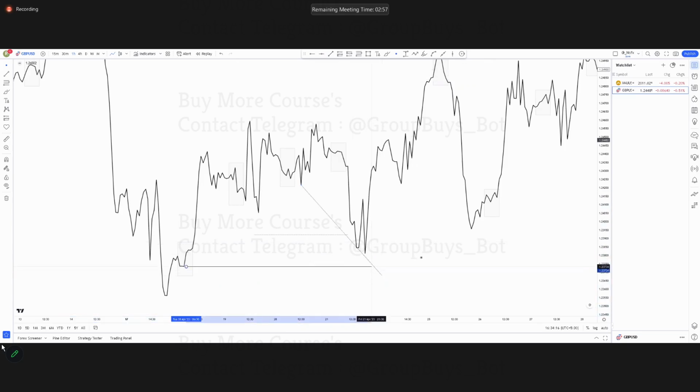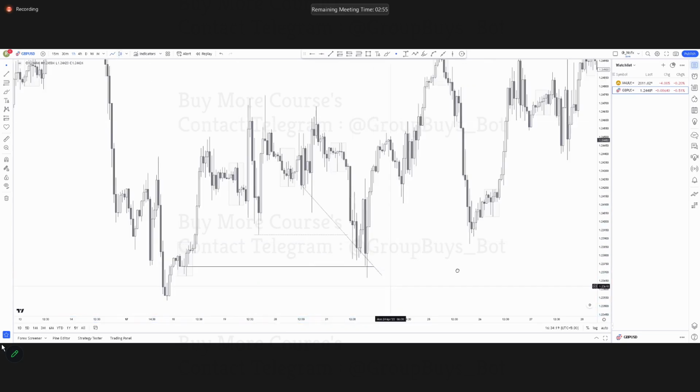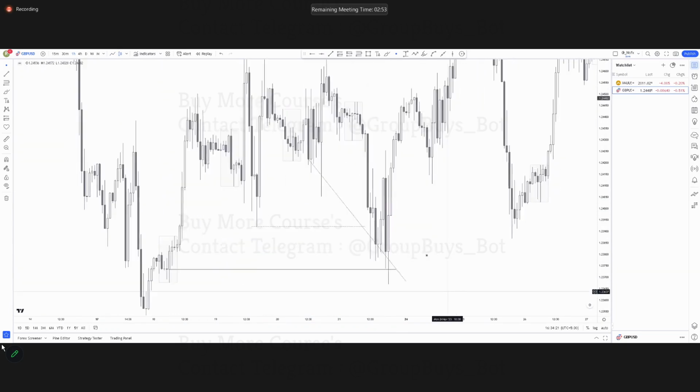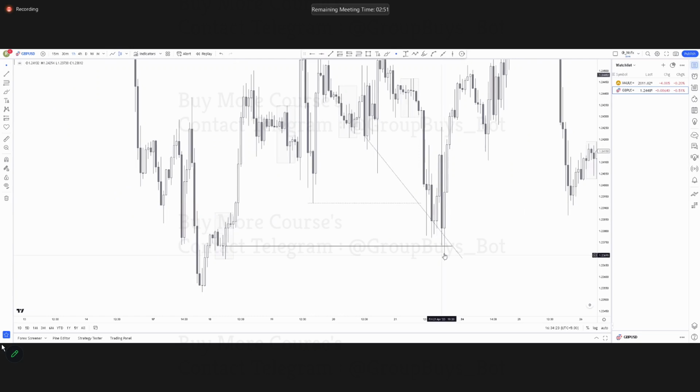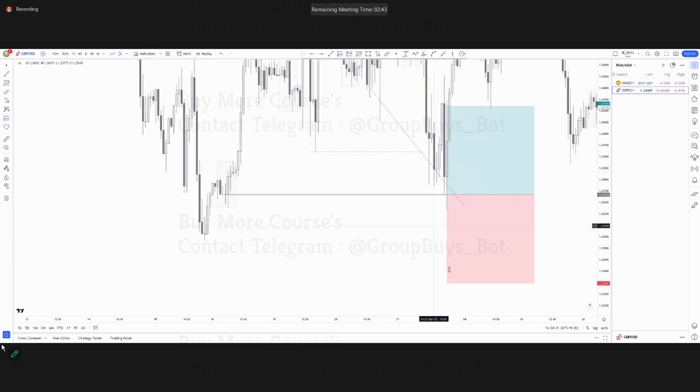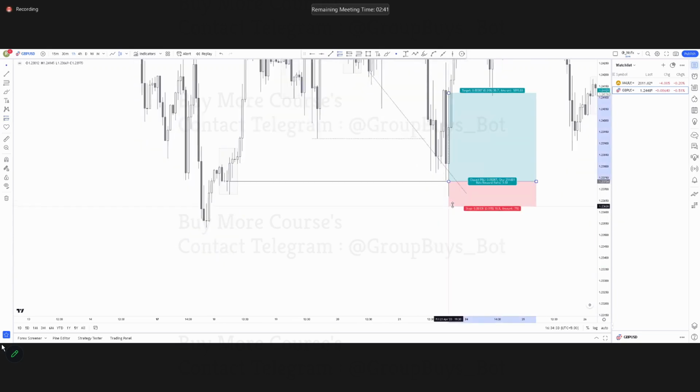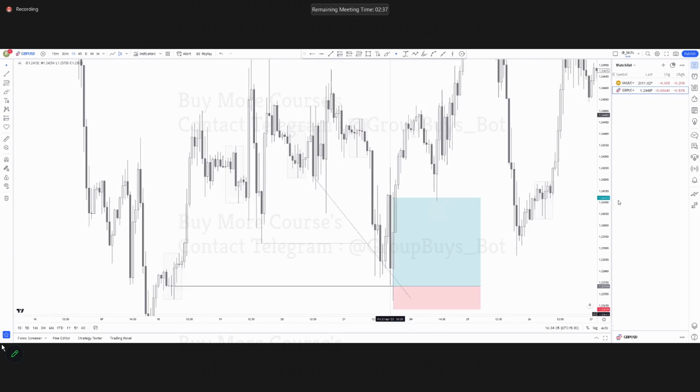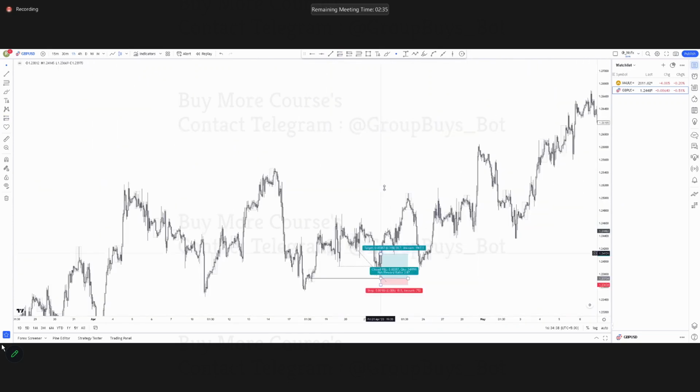Now you can look for entries here. It should align with the timing. Okay, the timing should be aligned. What is the timing here? It is 1930. Okay, exactly. You can take this trade. This is during the New York kill zone close. You can definitely take this trade. Yeah, 10 pips stop loss. Okay, cool. Definitely you can go on with this trade.